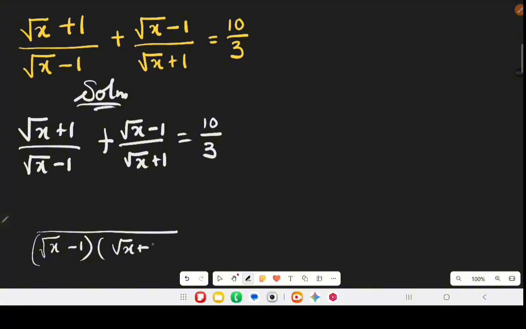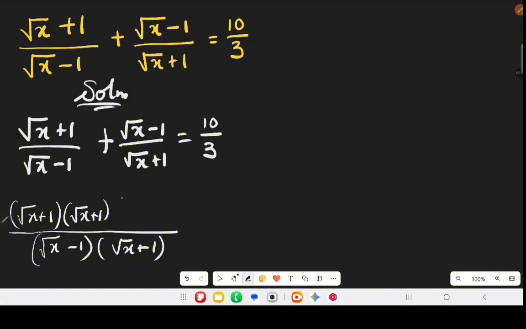Now, we want to simplify. If root x minus 1 goes into the product of root x minus 1 times root x plus 1, it will cancel out, left with root x plus 1. And when we do that, root x plus 1 times the numerator, which is here, then we get root x plus 1 times root x plus 1.